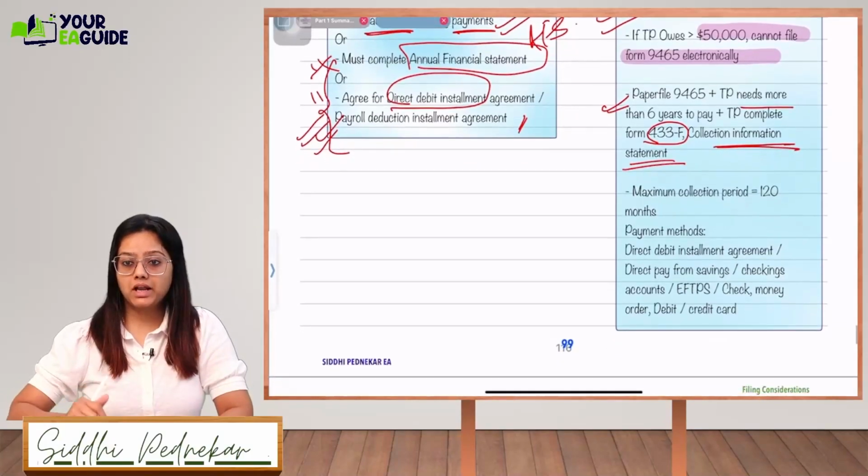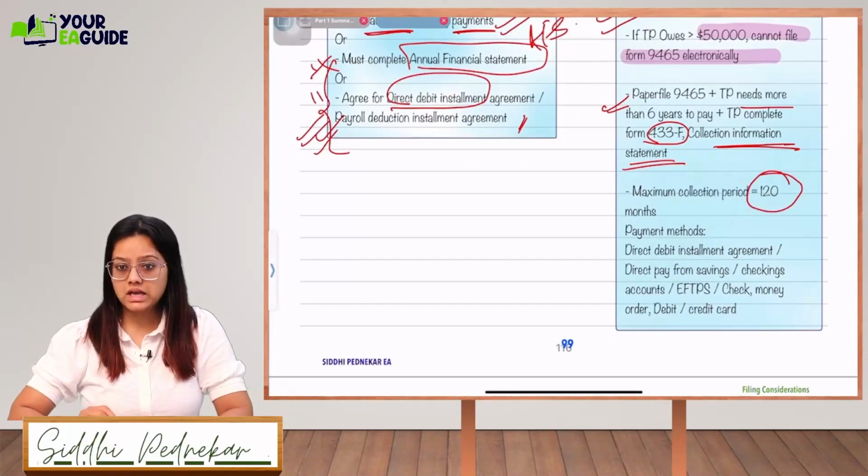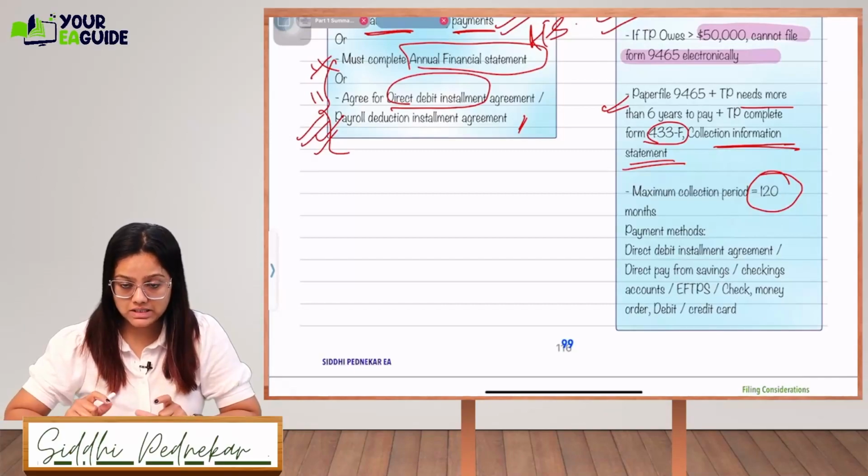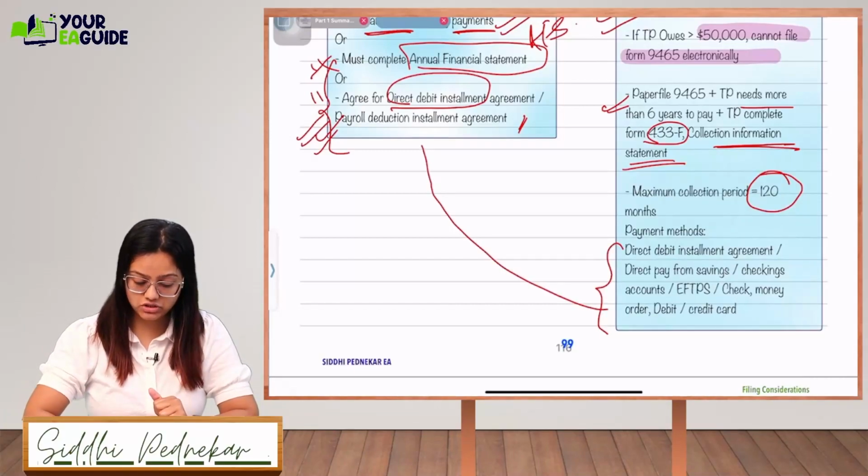Okay, what is the maximum collection period? 120 months. Payment methods are the same as we saw over here.